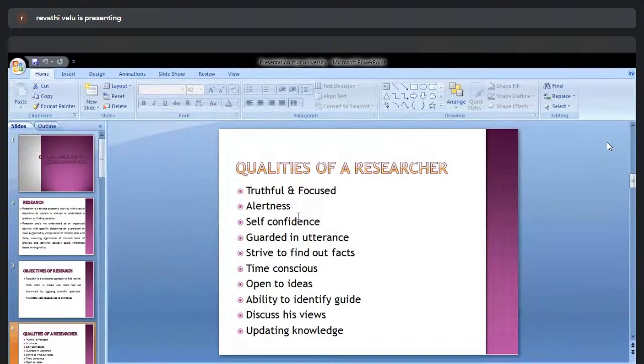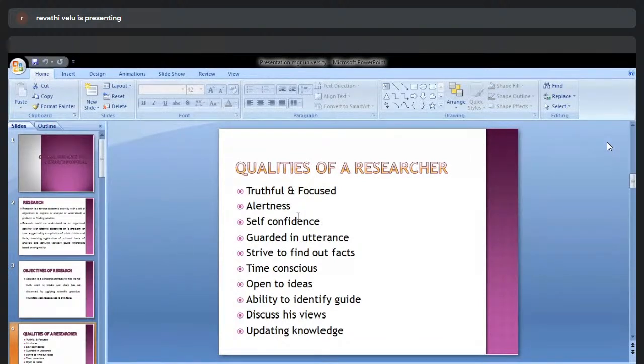Time conscious. Your research period should be for 5 years or for 3 years. It is according to what you're going to deal with. It can be 3 years, it can be 1 year research, it can be 5-year research. So time conscious is very, very important.